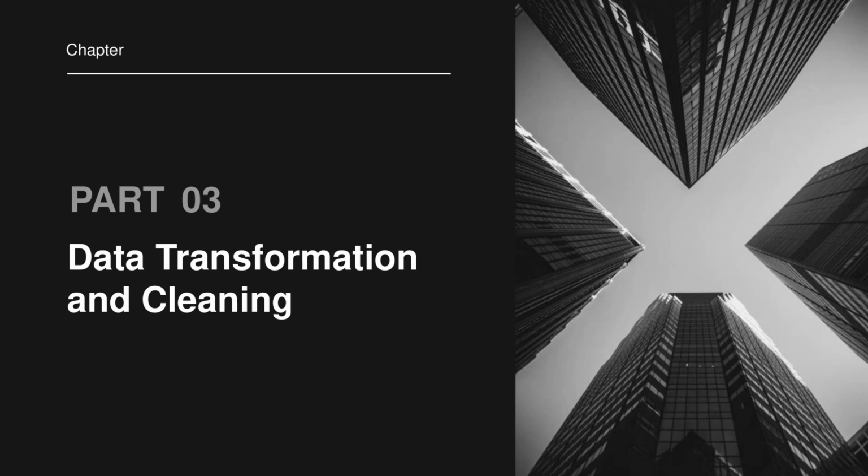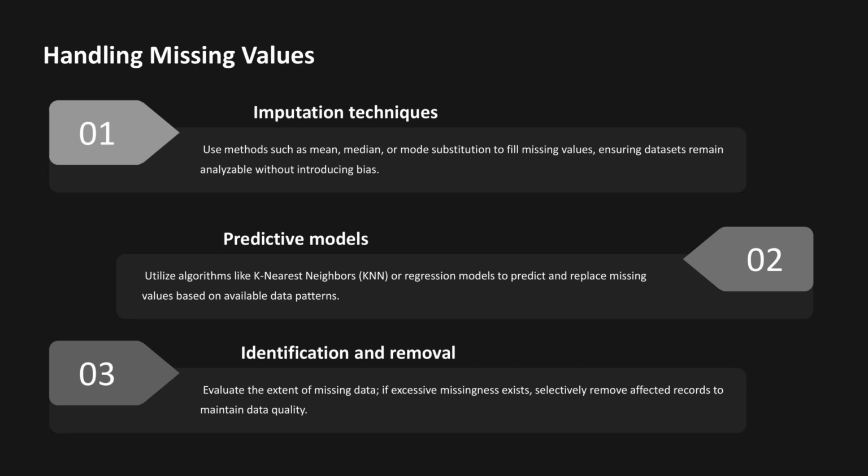Part 3 focuses on data transformation and cleaning, the essential work that prepares raw records for analysis. This section covers strategies to handle missing values, standardize formats, remove anomalies, and ensure that the data structure matches downstream modeling and visualization needs. Missing values require careful handling to avoid bias.